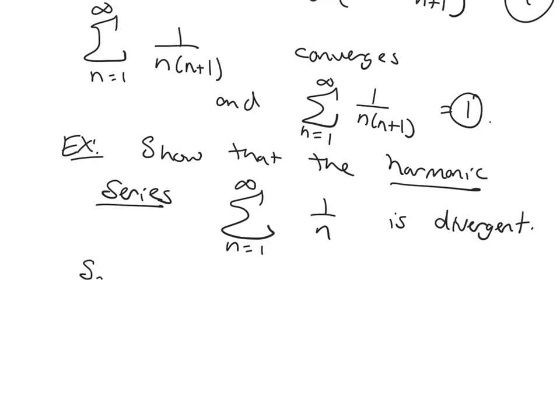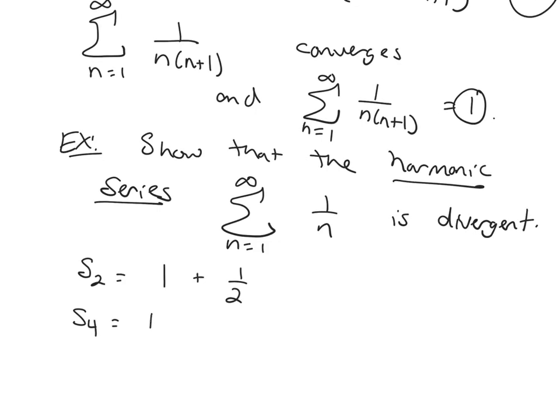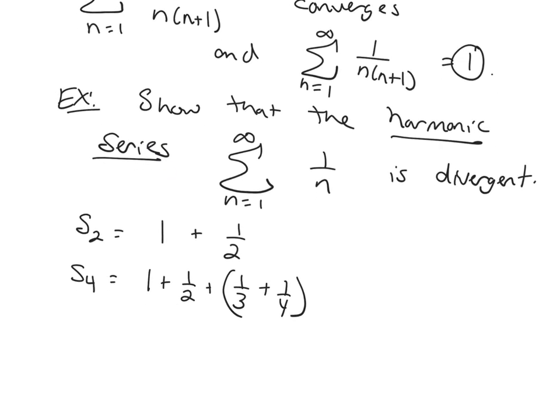S2. So 1 plus 1/2. I add up the first two terms in this series. And now I'm going to jump to looking at S4. 1 plus 1/2 plus 1/3 plus 1/4. And notice that this is going to be greater than 1 plus 1/2 plus 1/4 plus 1/4. That's because 1/3 is bigger than 1/4.